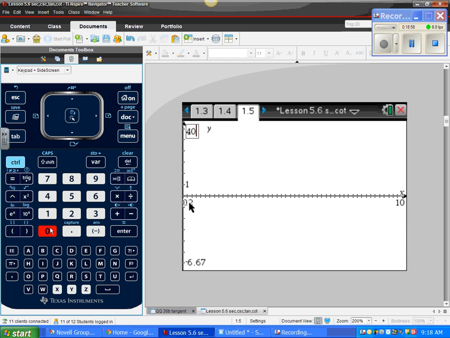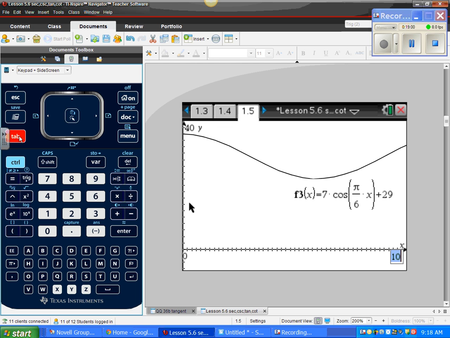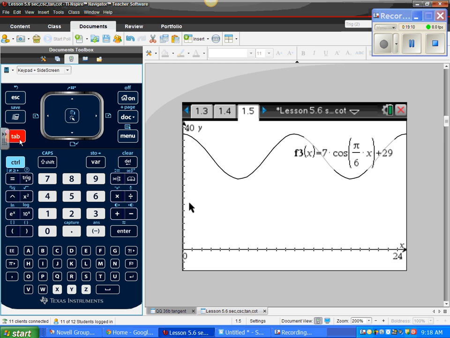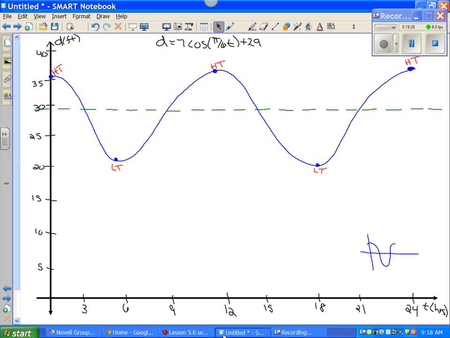Tab. We'll bring you to the next one. Okay. Tab again is going to bring us to our X maximum. What was our maximum time that we dealt with? 24. Good. Tab again. What was my minimum depth that I used when we graphed it on paper? How about 0? Okay, 0. Because look, guys, I started at 0, did I not? Okay, 0.